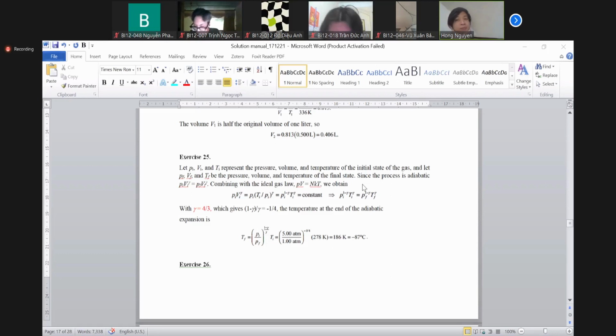Okay. In the old version, there was a mistake. For question 25, the gamma was written as 3/4, but actually it is 4/3.